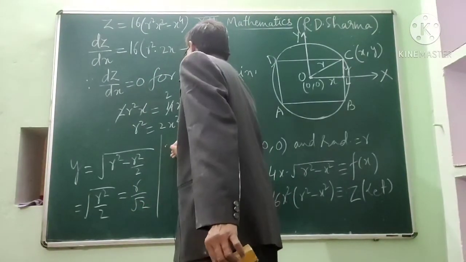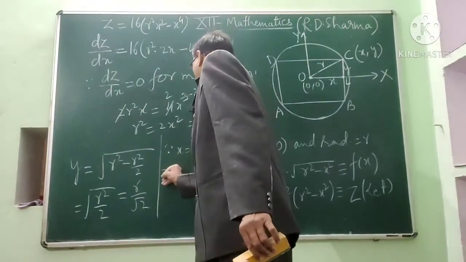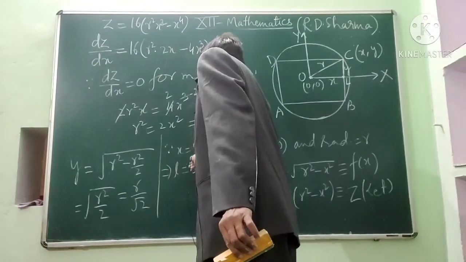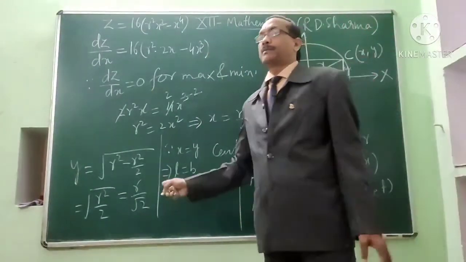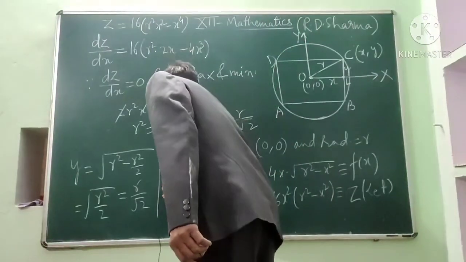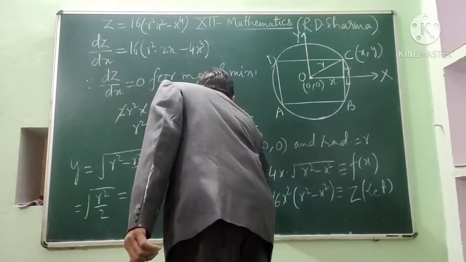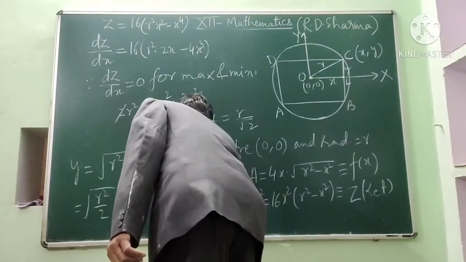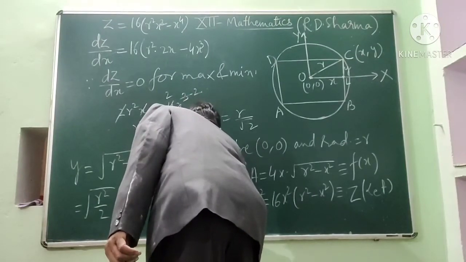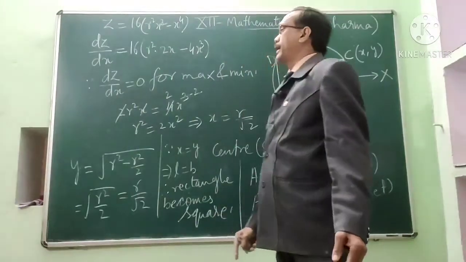Since x equals y, therefore L equals B. When length equals breadth, then the rectangle becomes a square. Hence, the rectangle becomes a square. One part is proved here.